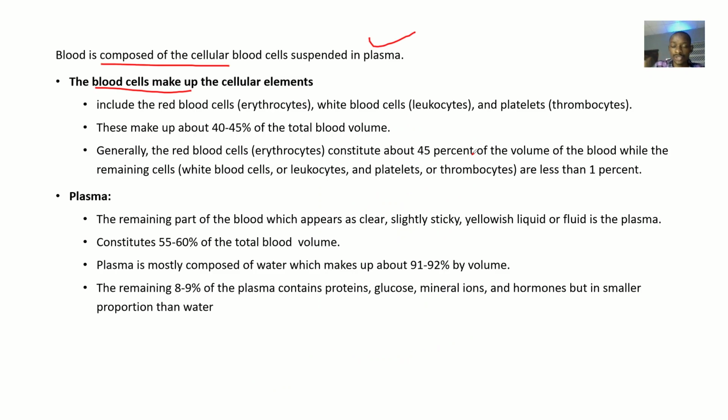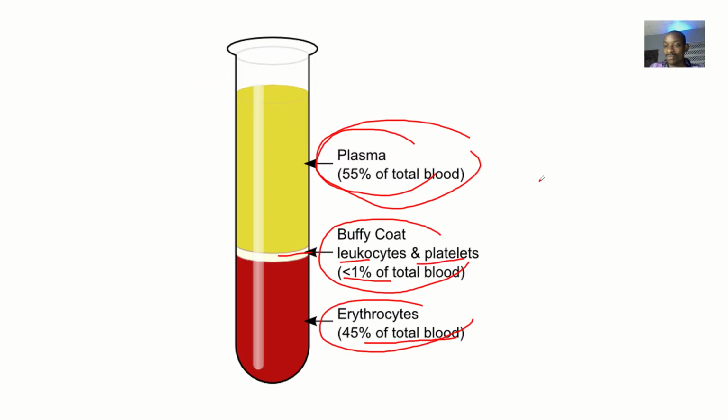Talking about the cellular components now, we said that these cellular components include red blood cells, just like we saw here, white blood cells, that's leukocytes, and platelets, that's thrombocytes too. These cellular components of blood make up about 40 to 45% of total blood volume. Generally the red blood cells, the erythrocytes, consist of about 45% of the volume of blood, while the remaining cells, the white blood cells or leukocytes, and platelets or thrombocytes, are just less than 1%.